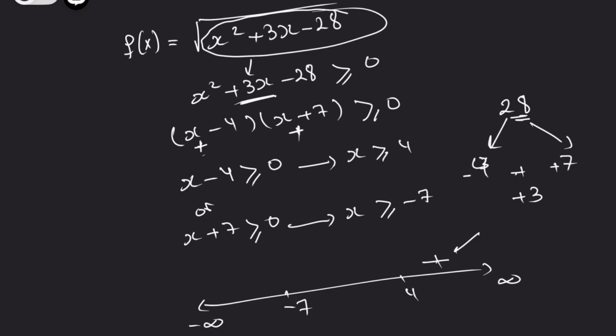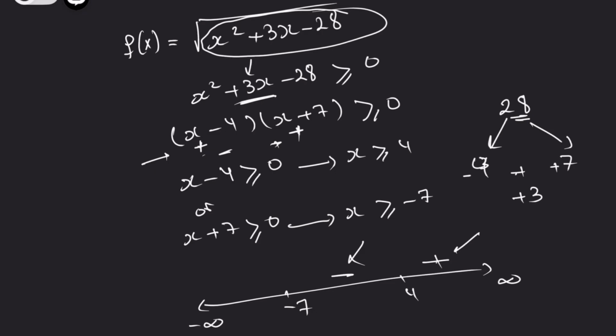Now, let's take a value between minus 7 and 4. Let's think 0. 0 minus 4 here will be what? A negative answer. And 0 plus 7, a positive answer. So a negative multiplied by a positive will give me what? A negative answer. So negative values.